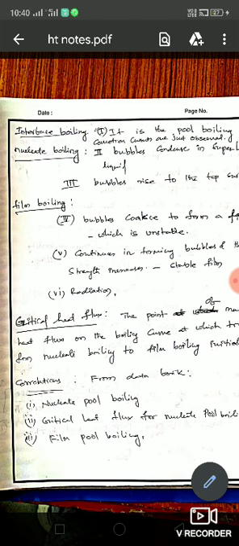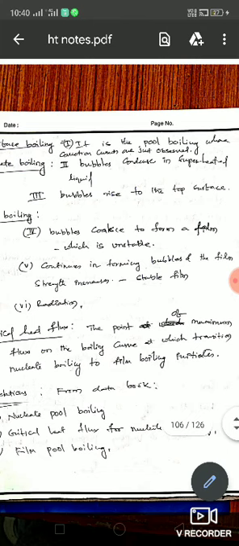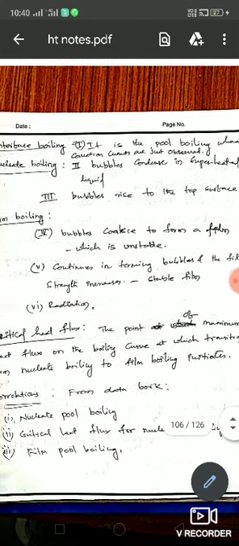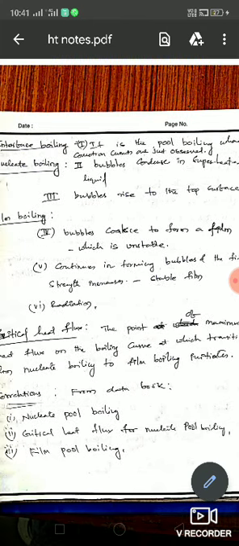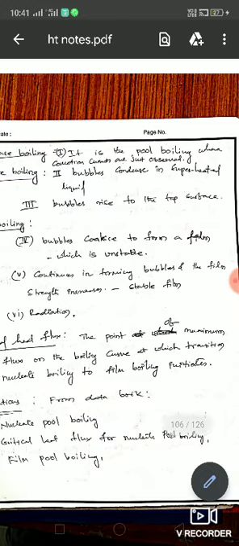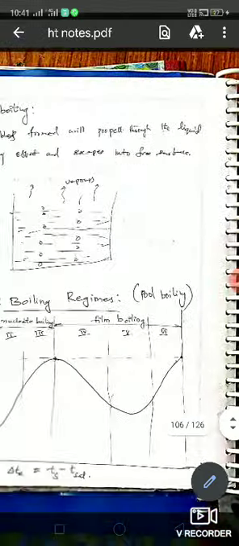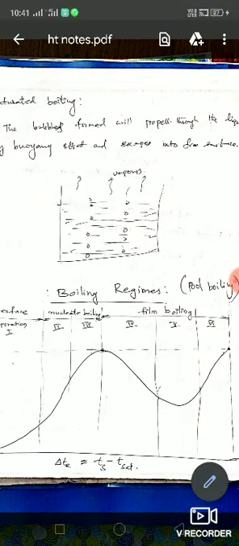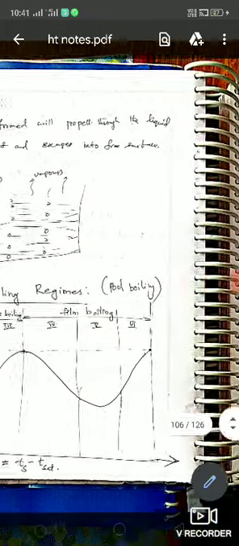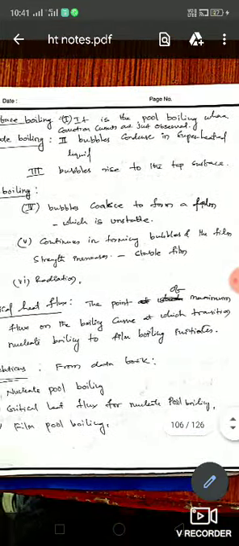Next, in nucleate boiling, we have second and third stage. In second stage, bubbles condense in superheated liquid. Whatever bubbles are formed will get condensed. It will not escape out. It will get condensed within the superheated liquid. Next, third one, bubbles rise to the top surface. In third stage, as soon as it reaches the peak, the critical heat flux, the bubbles almost reach the top surface.